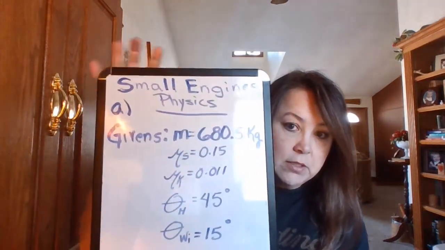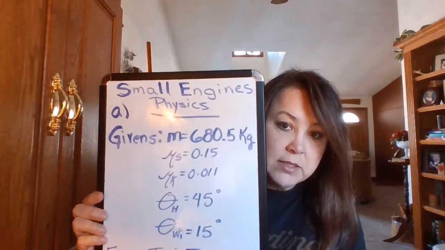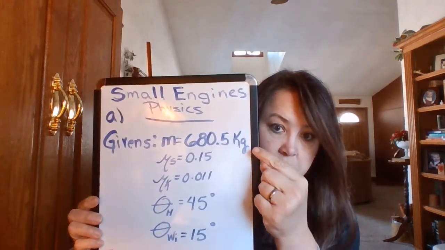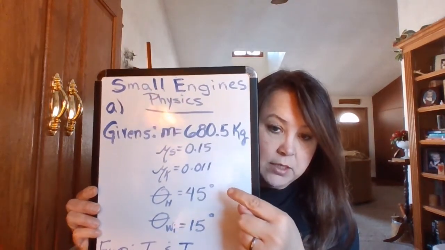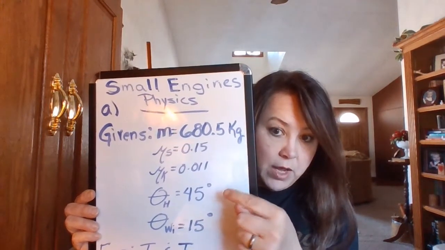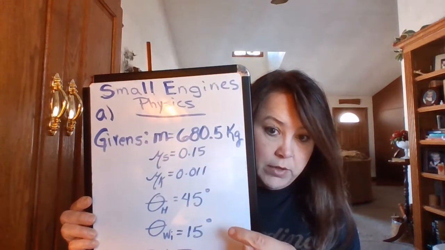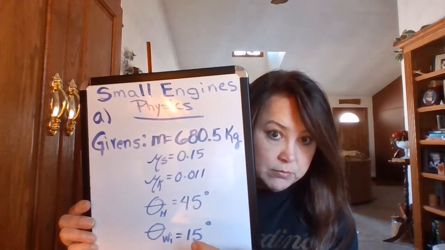The rock moves only in the x direction, amazingly. What is the tension in both chains? Part A says to list the finds and the givens. So here are the givens. We have mass. You need to list these also: mass, mu s, mu k, theta for the husband, and theta for the wife.